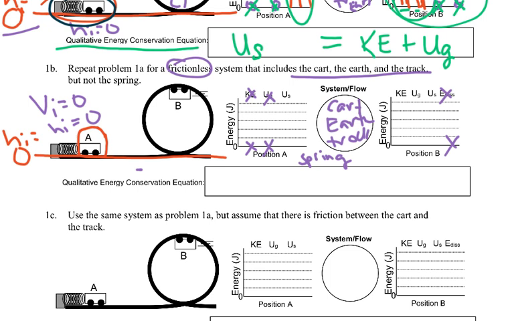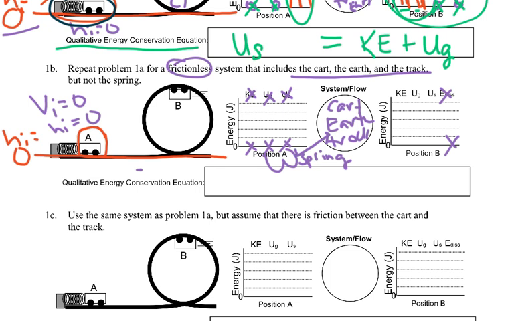But now my spring is not part of this system, so I do not have any elastic potential energy at the beginning. The spring is going to do work to transfer energy into our system, okay? So now the force from that spring is going to do work on our system to transfer in that energy, okay?